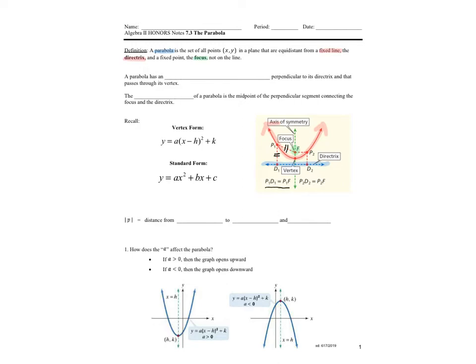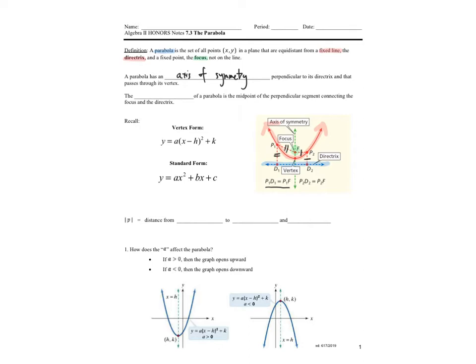Similarly, we have another point over here, P2. The distance to the focus, P2F, is the same as the distance to the directrix, P2D2. So every point on the parabola will satisfy that equidistance relationship. Casting our minds back, we hopefully recall that a parabola has an axis of symmetry that will always be perpendicular to the directrix line and also pass through the vertex.